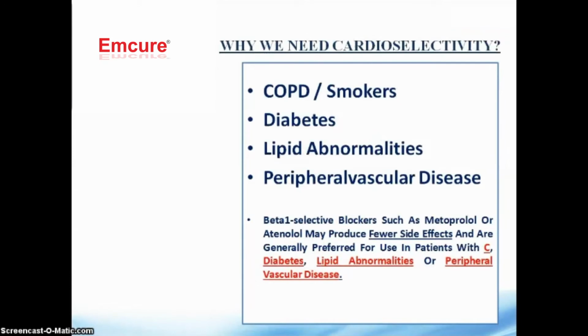Now, why do we need this cardioselectivity? Beta 1 selective blockers such as metoprolol or atenolol may produce fewer side effects and are generally preferred for use in patients with COPD, diabetes, lipid abnormalities, or peripheral vascular diseases. So these are the diseases in which beta blockers can be prescribed with safety.